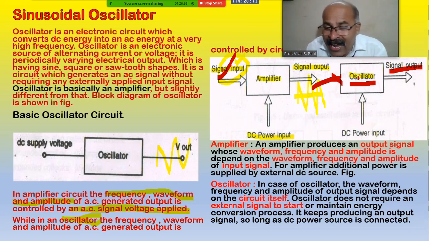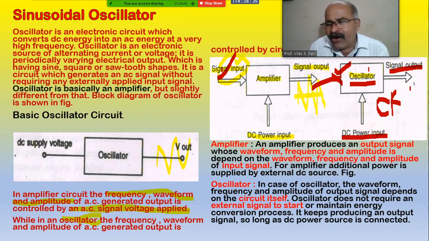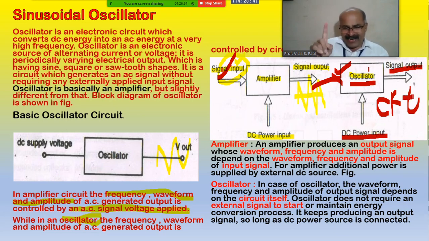मग ऑसिलेटरमध्ये काय लागत नाही म्हटलं मी? सिग्नल लागत नाही. काय लागतं? फक्त डीसी पॉवर लागते. मग आपल्याला आउटपुट सिग्नल मिळतो. म्हणजे इथं मिळणारा आउटपुट सिग्नल हा कशावर डिपेंडंट आहे मित्रांनो? ओनली ऑन सर्किट. सर्किट लिहितोय मित्रांनो मी. ओनली ऑन सर्किट इट विल बी डिपेंड. इथं कशावर डिपेंड आहे? ओनली ऑन सर्किट.